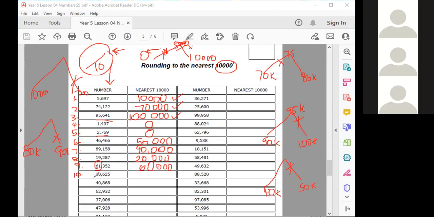30,625, guys. So it's either 30,000 or 40,000. And this is 30,600. So it's very near to 30,000. So yes, 30,000 would be your answer.